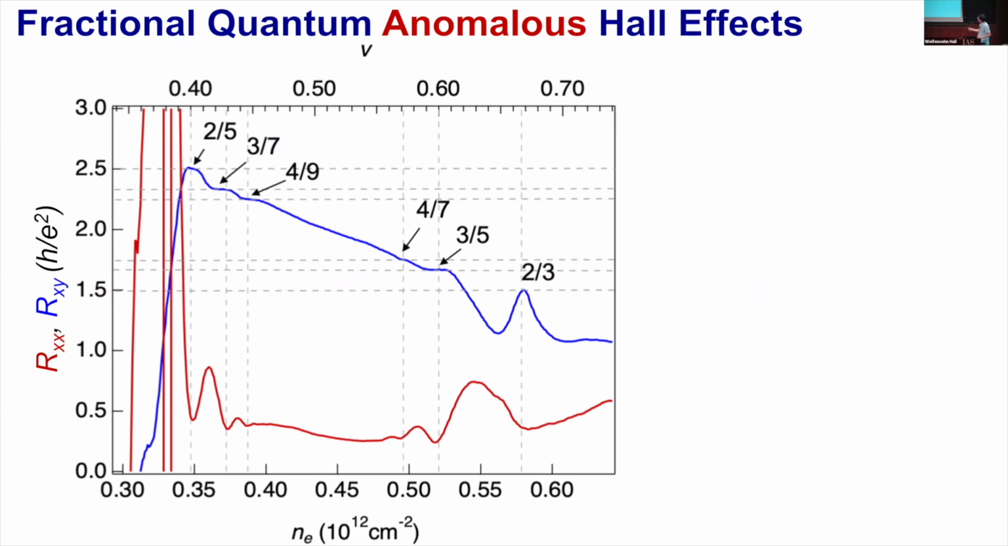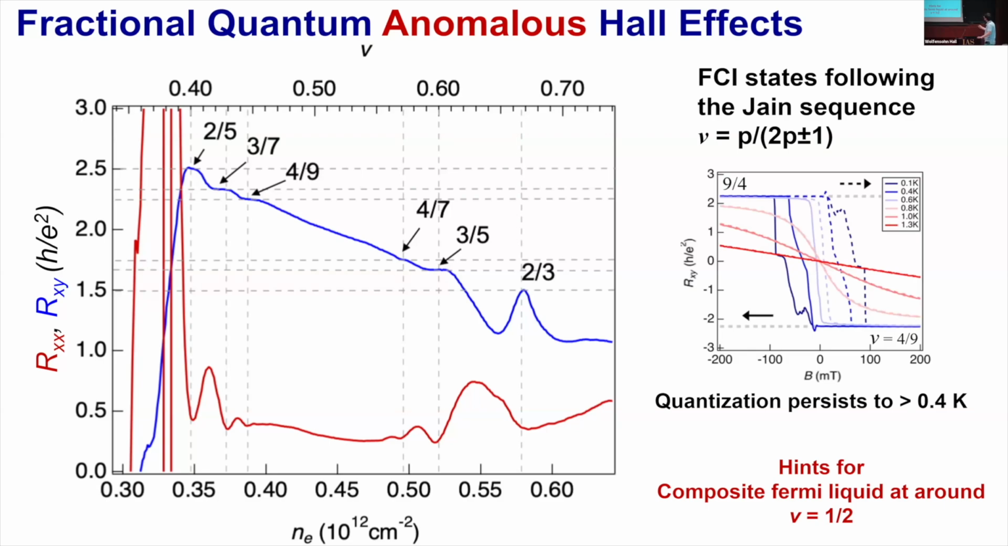Okay. The RxY has plateaus at 2/5, 3/7, and a total of 6 fractional states. 3 of them are below half filling. 3 of them are above half filling of the Moiré band, and they all fall into the so-called Jain sequence with all even denominators here. And the perfect quantization of this fractional state, for example, the 4/9 state, can persist to about 400 millikelvin or higher. So this is the fractional quantum anomalous Hall effect. This is happening at 0 magnetic field.